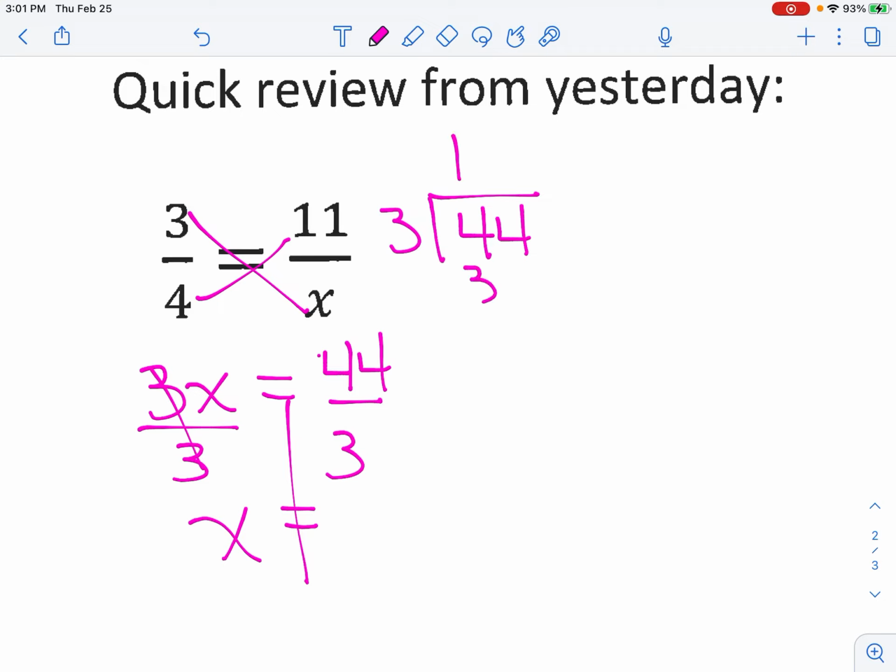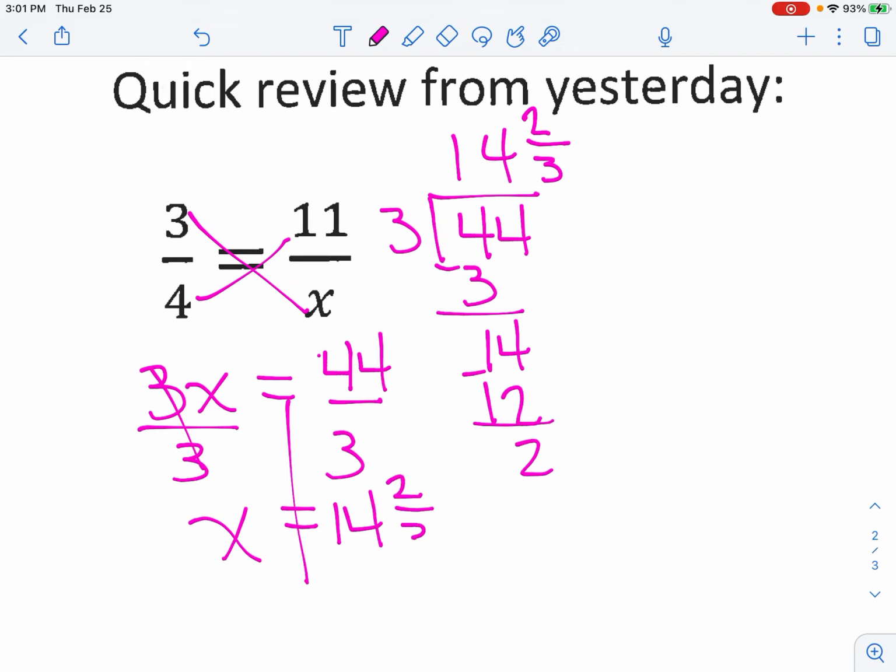So 3 goes into 4 once. Subtract. If your remainder is 2, that's going to become the numerator in your fraction. So x equals 14 and 2/3 with a box.